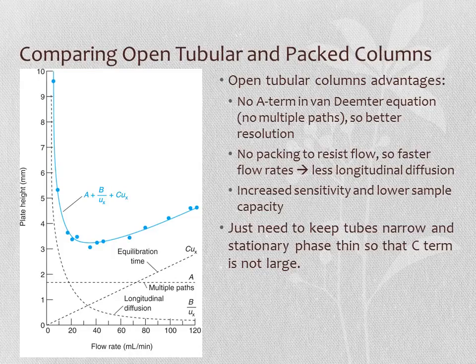Lastly, you can get increased sensitivity and lower sample capacity. Lower sample capacity isn't necessarily a good thing. It means you have to use less sample, but it does mean that you don't need as much sample, which can be an advantage. The thing to remember with open tubular, and this is mainly for gas chromatography, is to keep the tubes narrow and use a very thin stationary phase so that you don't have a very large C term for the mass transfer.